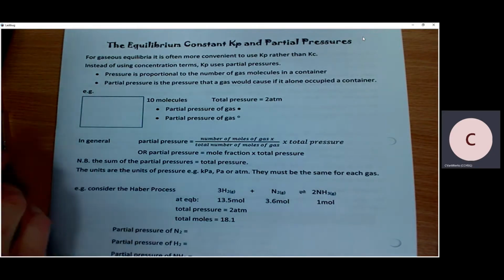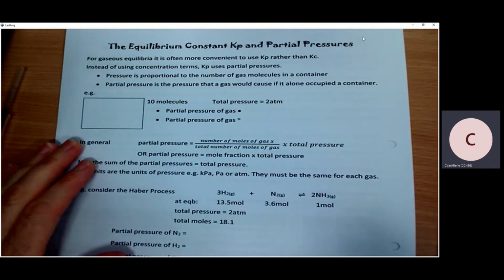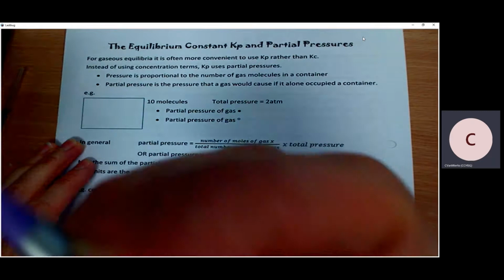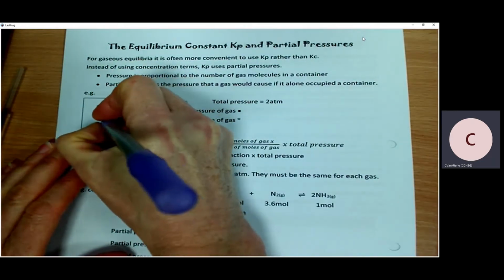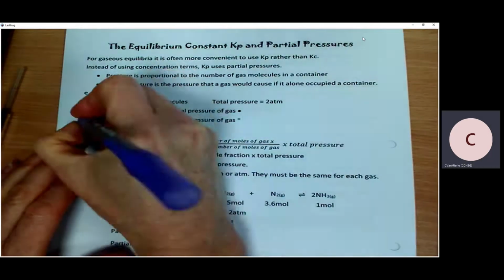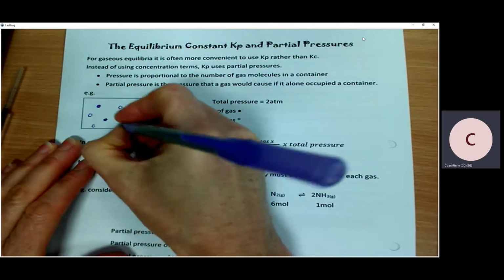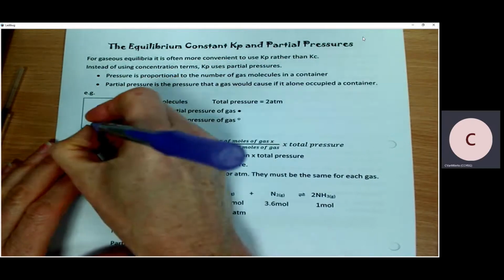So we can do a little diagram. There's a kind of pretend bit here. If we had 10 molecules all together, let's have 3 of them being coloured in ones. So can we draw your 3 coloured in particles? And then you can have 7 not coloured in ones. 1, 2, 3, 4, 5, 6, 7.